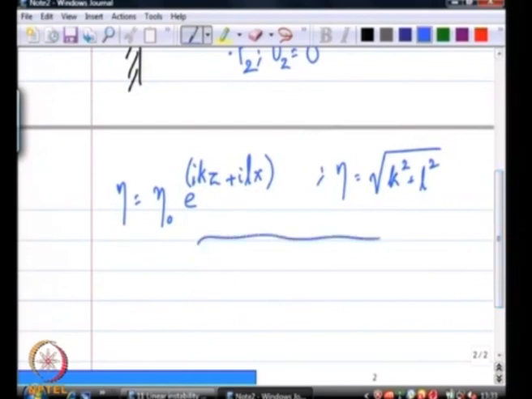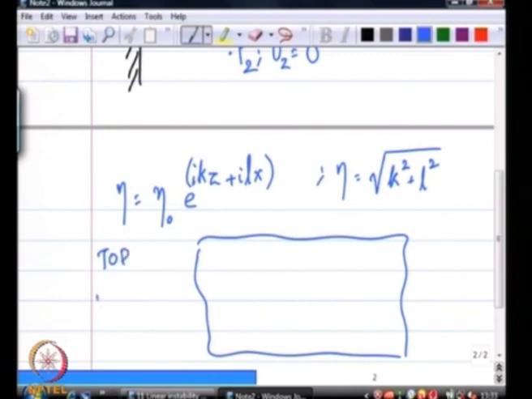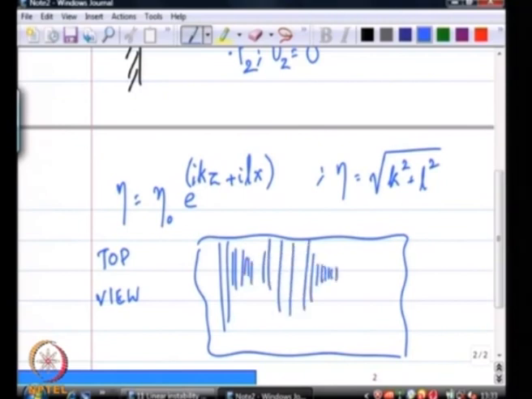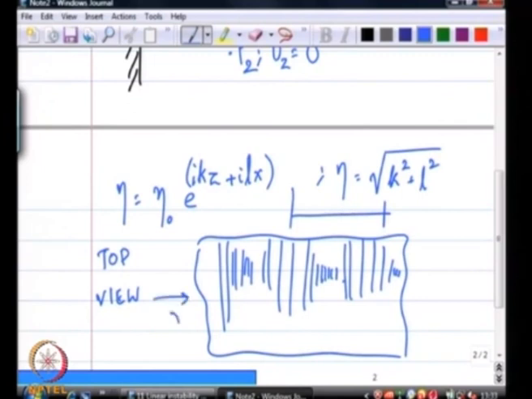So, if I take a piece of this liquid sheet and look at the top view, I might create waves in that direction, and let us say this is the x direction, and if I make this my z direction, the wave number is given by 2 pi over L.